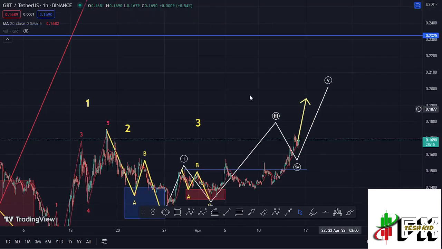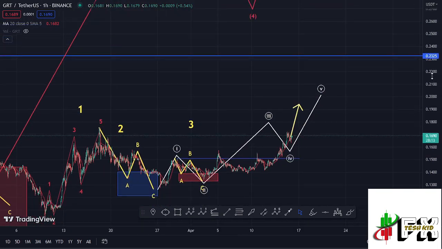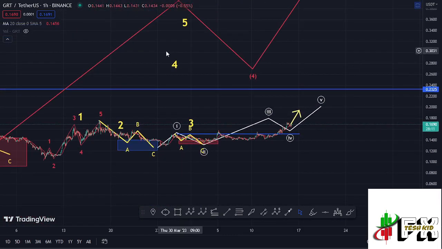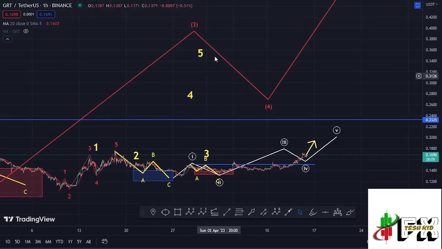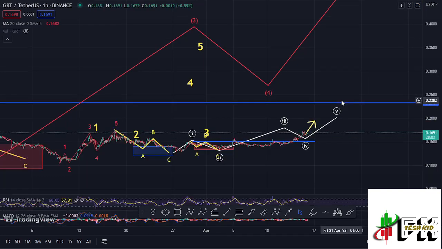Then once we complete the formation of that higher Elliott wave count 3, we can expect the formation of that wave 4, then continue gearing up in the formation of that wave 5 to the upper side. So that is what I'm expecting here on the short-term scenarios and also on the long-term scenarios.